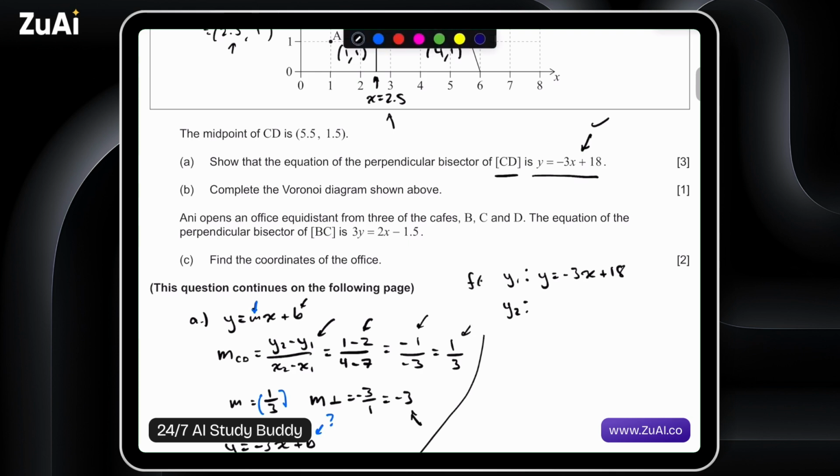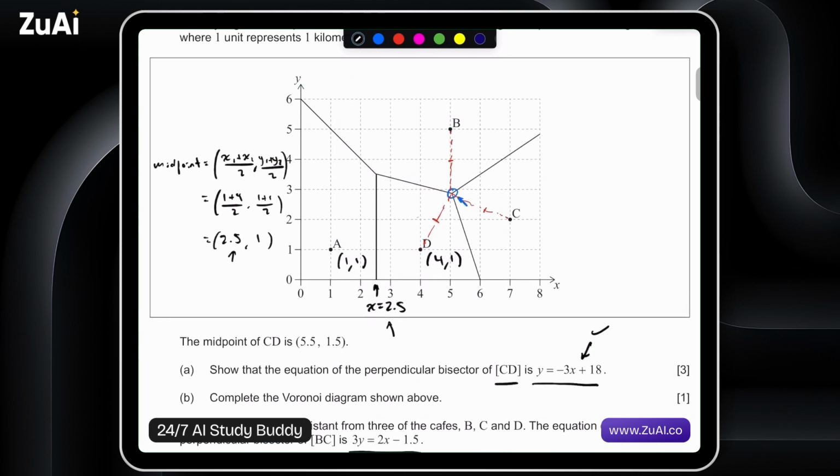So we could have said f of x function 1 and g of x and so on. It wouldn't have made a difference. So if we know y2 is given by this equation, 3y is equal to 2x minus 1.5, the question is, where does y1 equal y2? That's going to be where they meet. So this line and this line. If we can find out where they meet, then we'll be good.